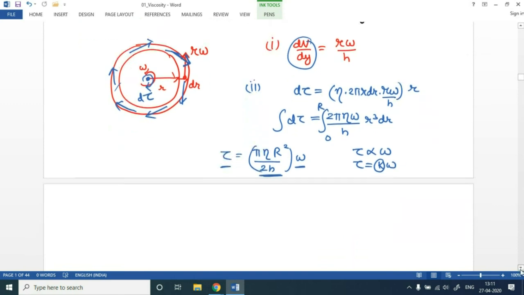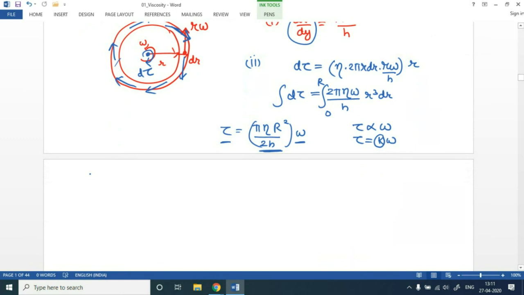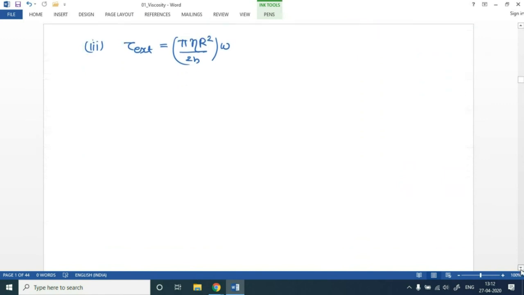In order to rotate this disk with constant angular velocity, the net torque acting on the disk must be equal to 0. So we must apply an external torque of the same magnitude but opposite in direction. So tau external is also going to be the same quantity, that is pi eta R to the power 4 upon 2h into omega. So this is the idea. And now, since we have found all these quantities, like what torque it is going to experience, let's look at two simple models of problems.